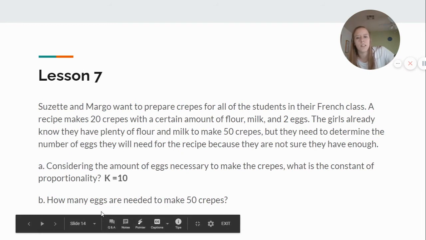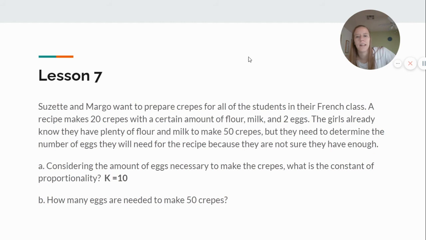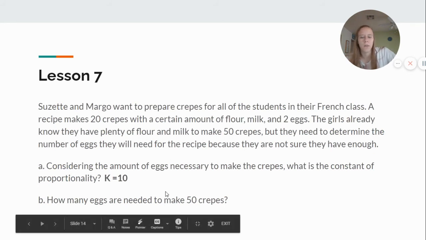So first, our constant of proportionality is 10. We took 20 crepes divided by 2 because we know that 2 eggs makes 20 crepes. So how many eggs do we need to make 50? 50 divided by 10 is going to be 5. 5 eggs for 50 crepes.